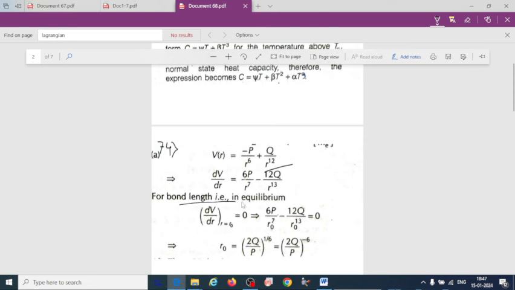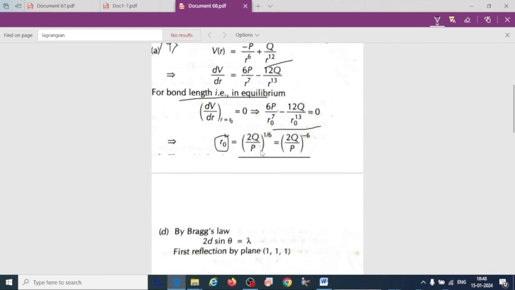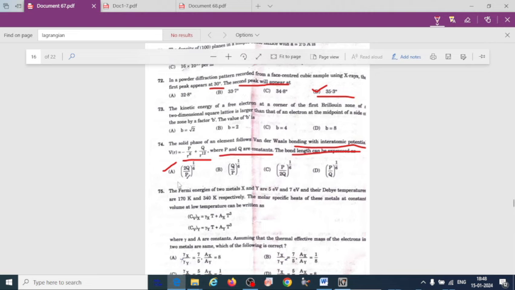For bond length in equilibrium, this derivative is going to be 0. Then this equation is equal to 0. Then we can get the bond length at equilibrium, that is R naught, equal to 2Q divided by P, the whole to the power 1 by 6, or P divided by 2Q to the power minus 1 by 6. So option A is correct here.